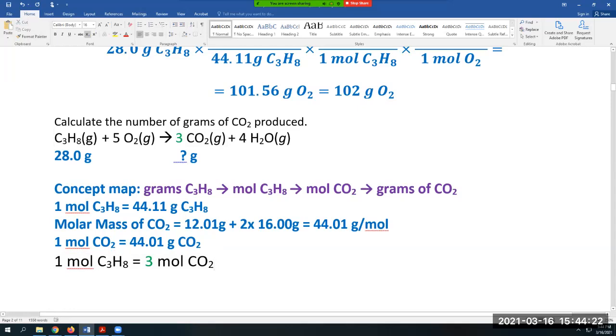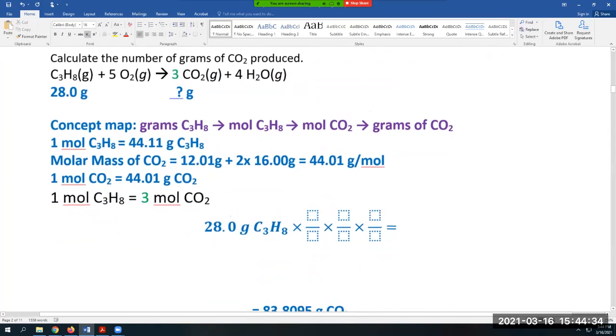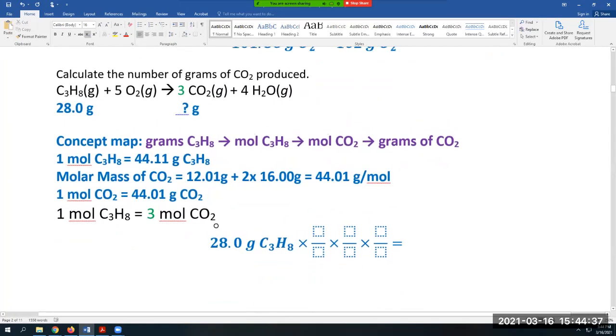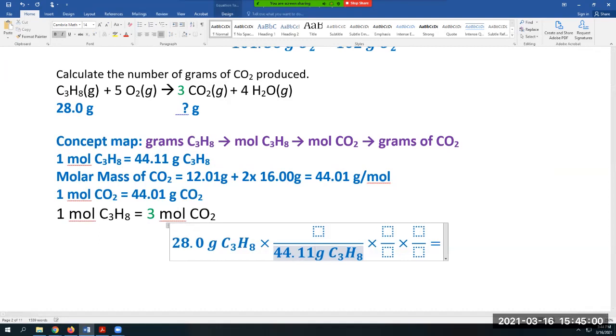We have our 3 equalities here. And so we will start the calculation with the same given amount as earlier, which is 28.0 grams of propane. So we have grams of propane in the numerator here, and we need to cancel that unit with the next conversion factor. So we want the grams of propane on the bottom, and we will use the molar mass of propane for that to change grams of propane to moles of propane. And so it's 44.11 grams of propane for 1 mole of propane.